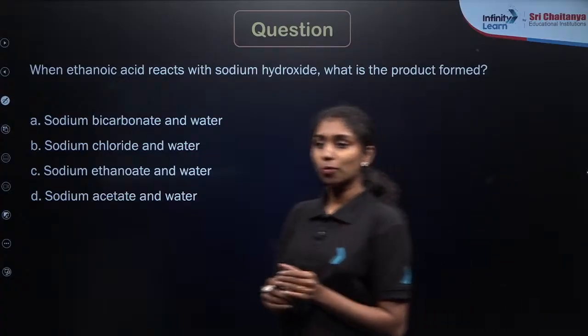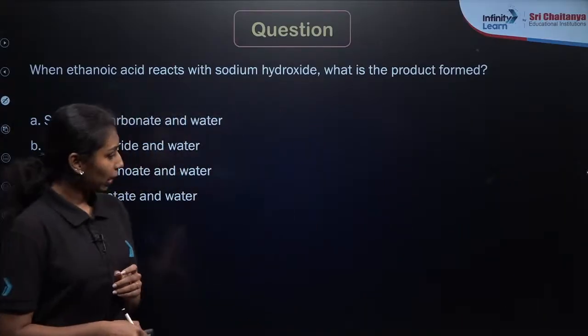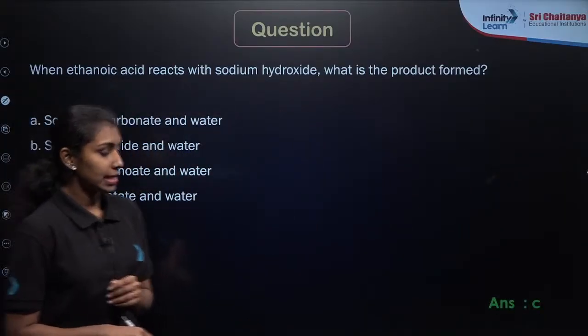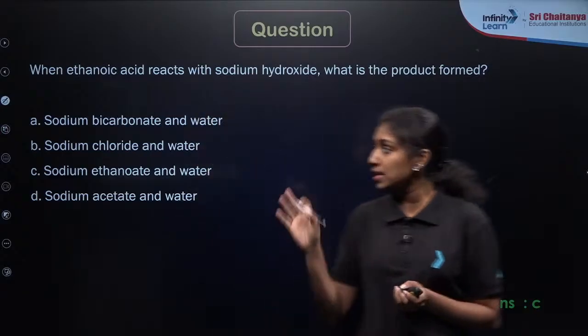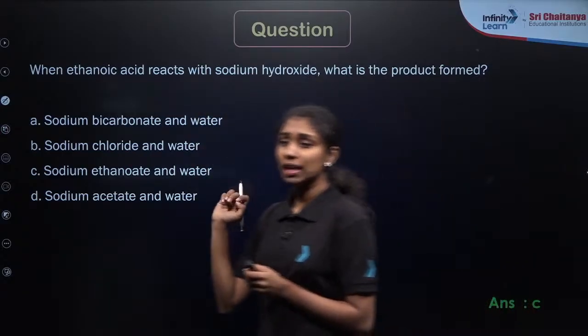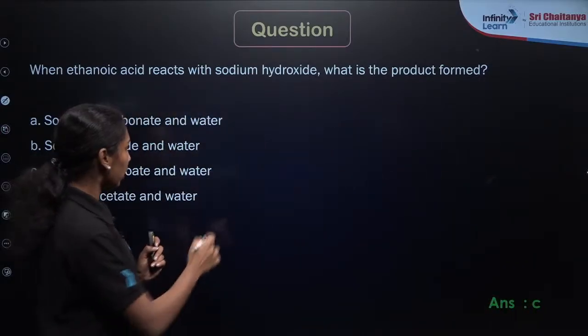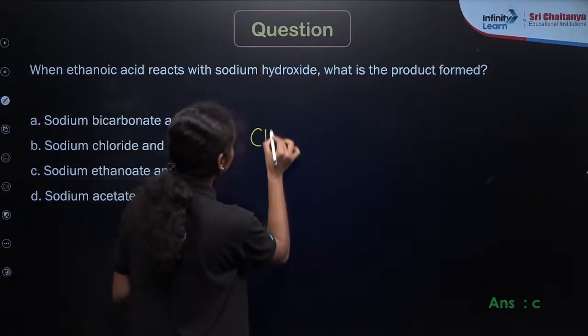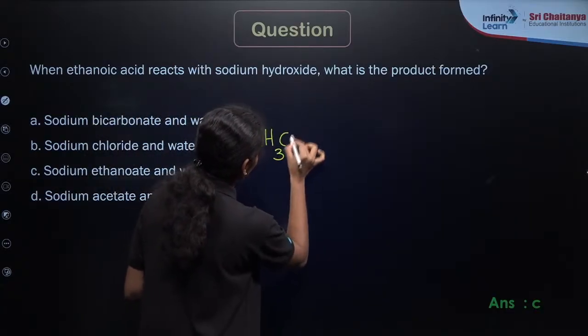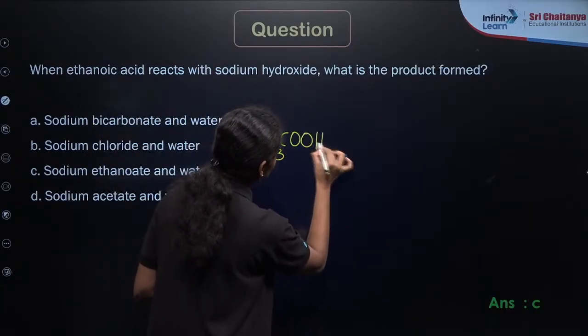Okay, many of you are giving me the answer as option C. Let's see what our answer is. Yes, answer C is the correct answer. So what is the reaction happening here? What do we mean by ethanoic acid? What is the formula of ethanoic acid? This will be our ethanoic acid or acetic acid, right?